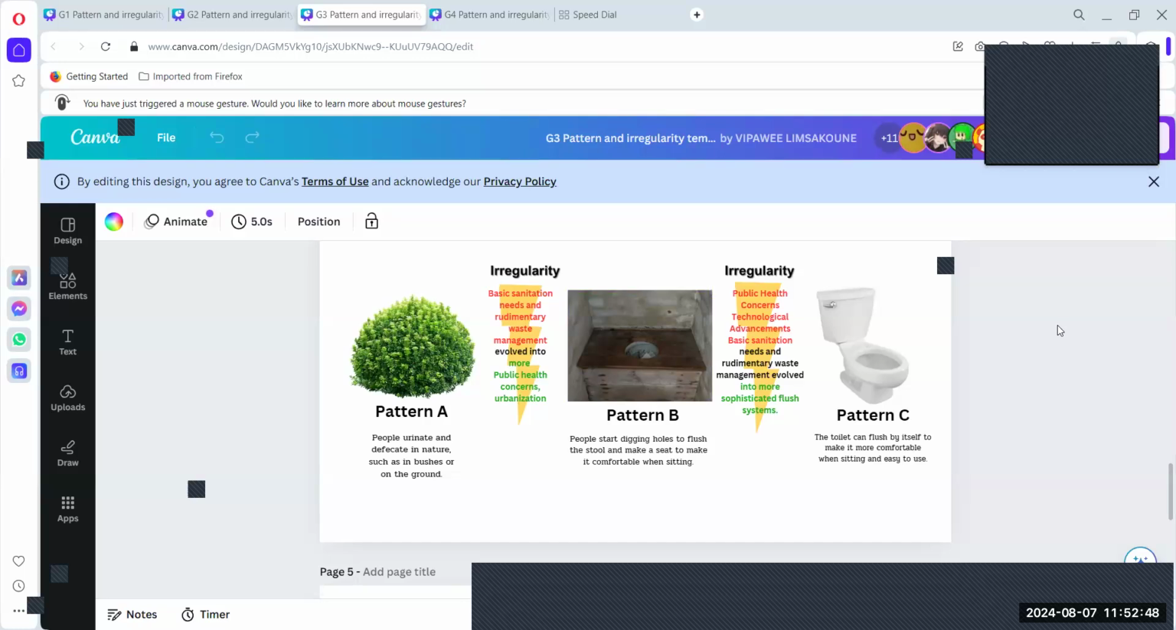So for the sake of health and waste management, they develop into pattern B, which is more handmade, such as digging deep into the ground to store the waste, and sometimes using water to flush down and wash themselves, which gives a lot of advantage in health and smell.